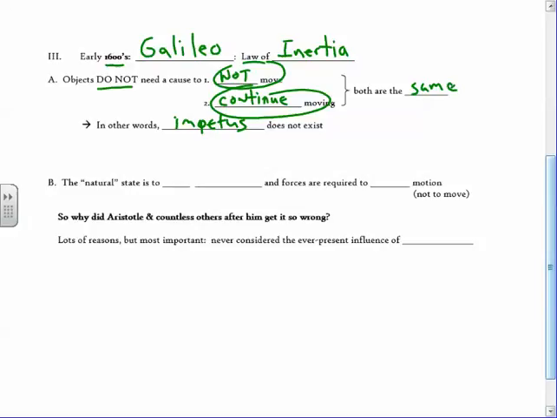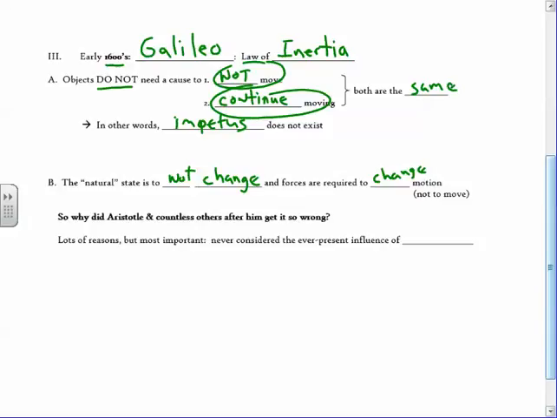Galileo said the natural state of something is to not change. If you leave something alone, the object will continue doing what it's already doing. If you want to change what it's doing, then you must bring in a force. So forces are required to change motion. Forces are not necessarily required to make something move that's already moving, and we'll make the distinction there.